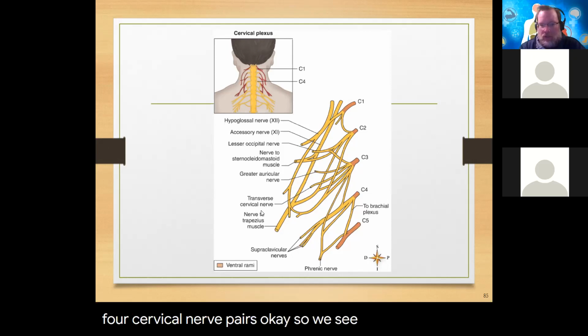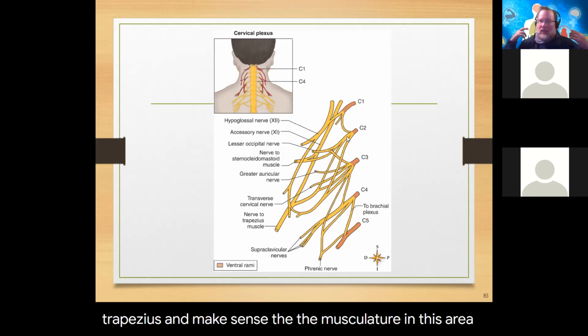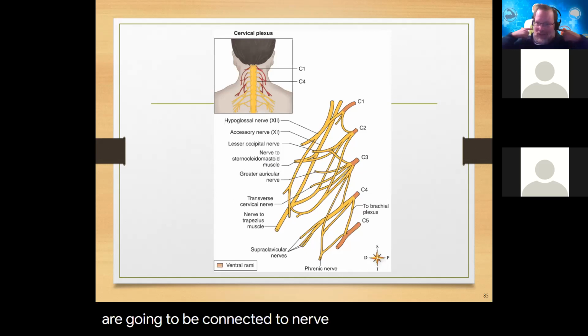Okay, so we see the trapezius muscle, supraclavicular, so somewhere above the clavicles. Okay, there's one more. There's an oddball in here. Well, some of these you may find. Here's sternocleidomastoid, right? Another muscle of that area. So we see sternocleidomastoid, trapezius. It makes sense. The musculature in this area are going to be connected to nerves that come off of the spinal cord in that same area.